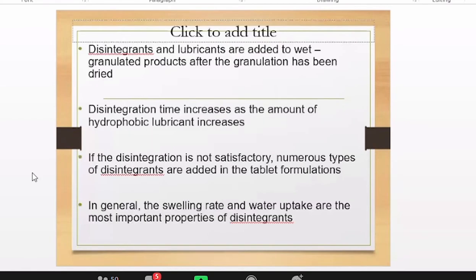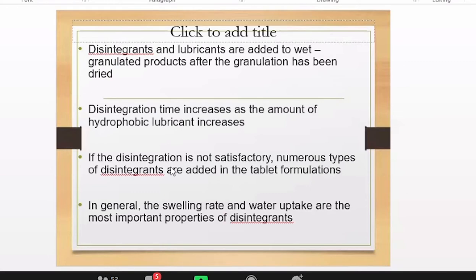Okay, so most of these, I think they are quite repeating. Disintegrants and lubricants. We've talked about the effect of lubricants on disintegration. Disintegration time increases as the amount of hydrophobic lubricant increases. We've given the reasoning behind.